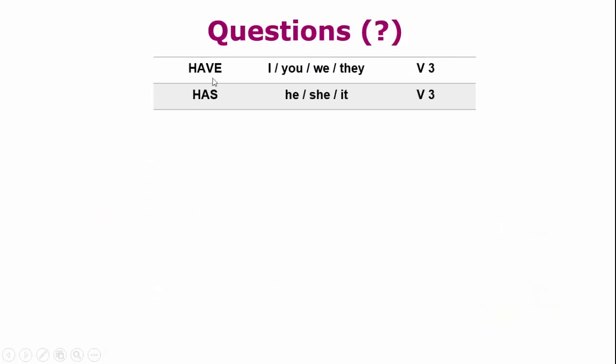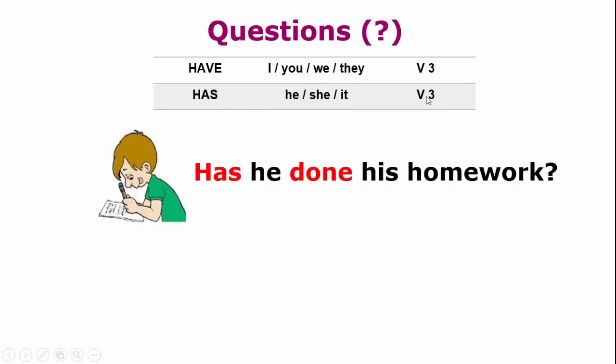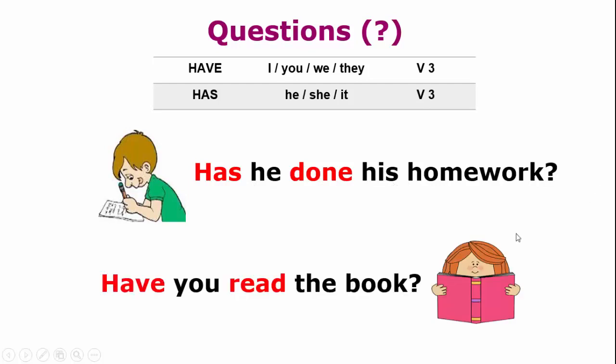Questions. Have I, you, we, they plus the third form. Has he, she, it plus the third form of the verb. Has he done his homework? Have you read the book?